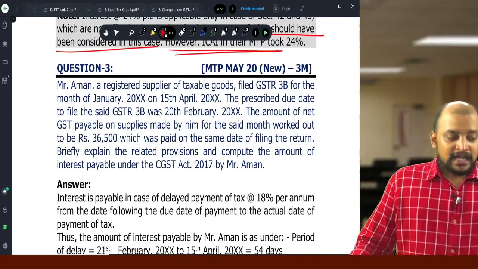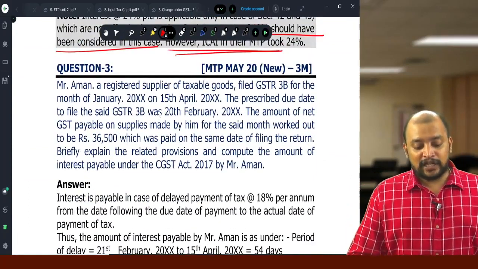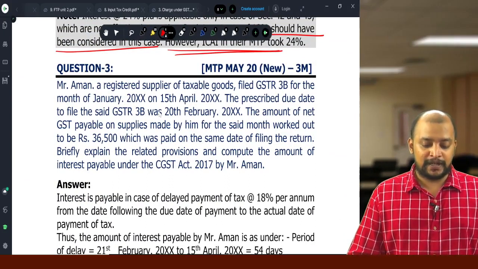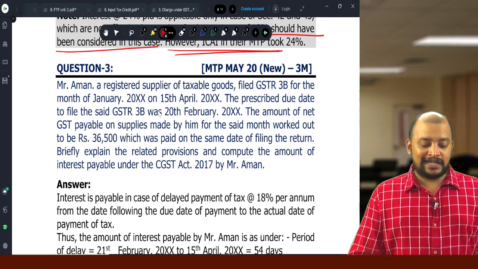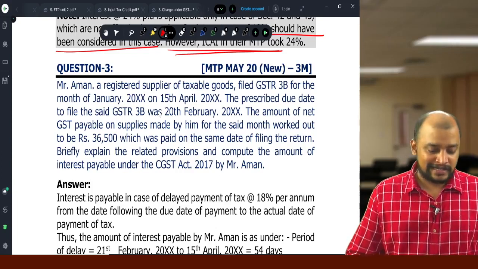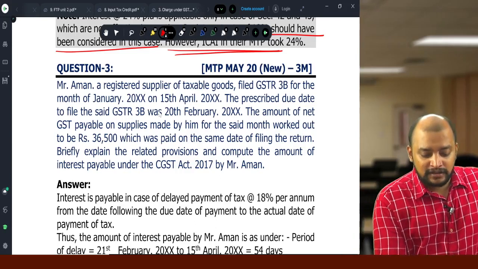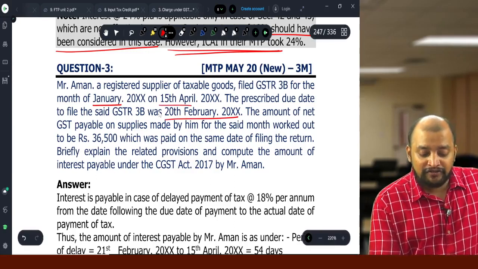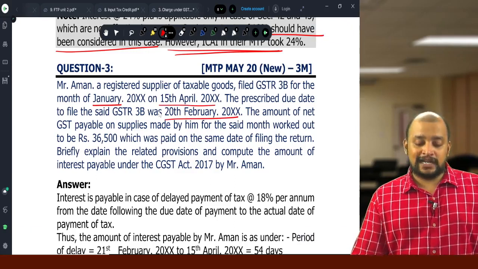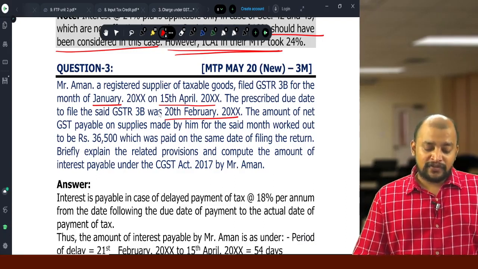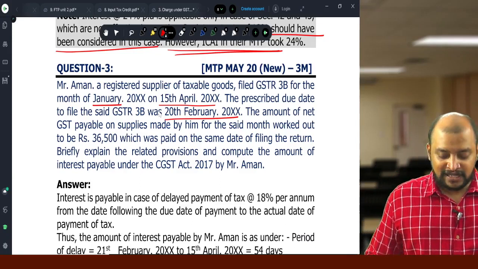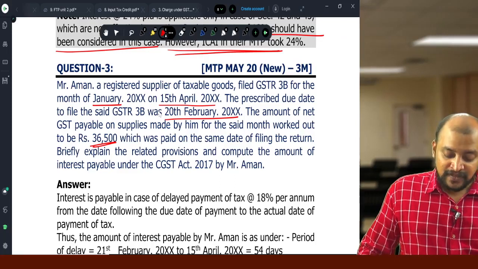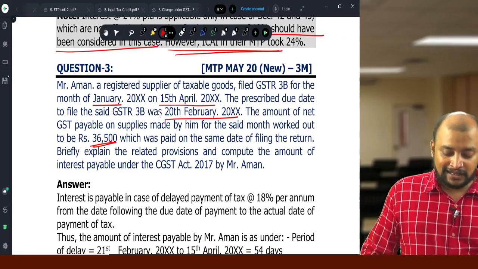Mr. Aman, a registered supplier of taxable goods, filed GSTR 3B for the month of January on 15th April. The prescribed due date to file the said GSTR 3B was 20th February. Yes, for January month, the 3B due date was 20th February. But he filed it on 15th April. So there is a delay in filing GSTR 3B. The amount of net GST payable on the supplies made by him for the said month worked out to be 36,500, which was paid on the same date of filing the return.